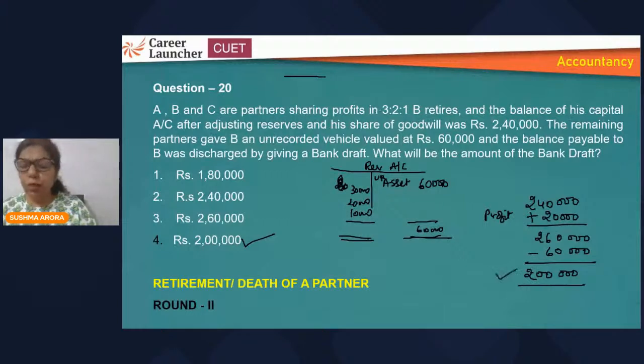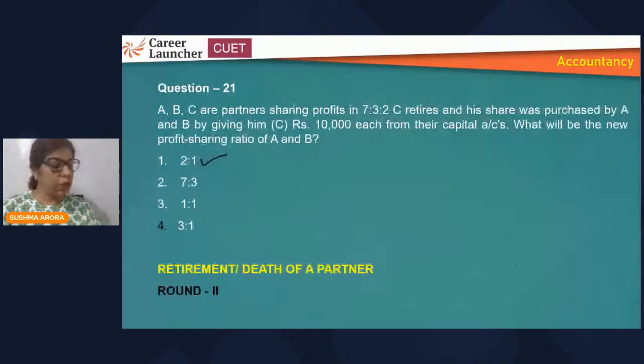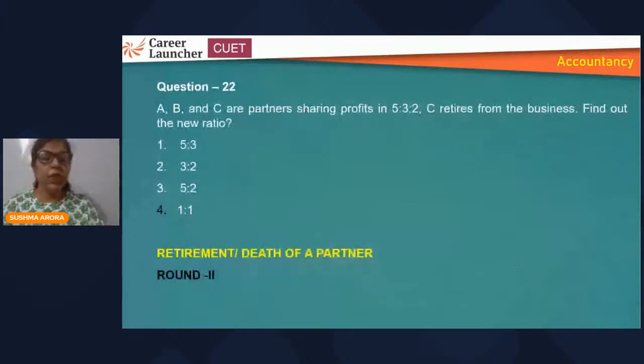Now next question is 2:1. Next, A, B, C are partners in 5:3:2. Very good question. C retires. What will be the new ratio? Simple. Cut the C and save your time. Don't calculate the ratio, just put the answer. That is 5:3. Cut this C. Because other information is not given, A and B will share the future profit in 5:3.